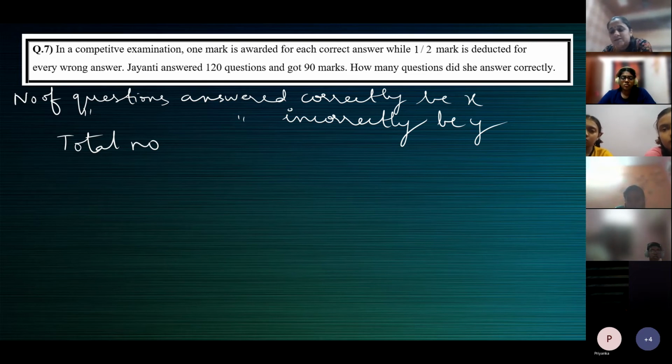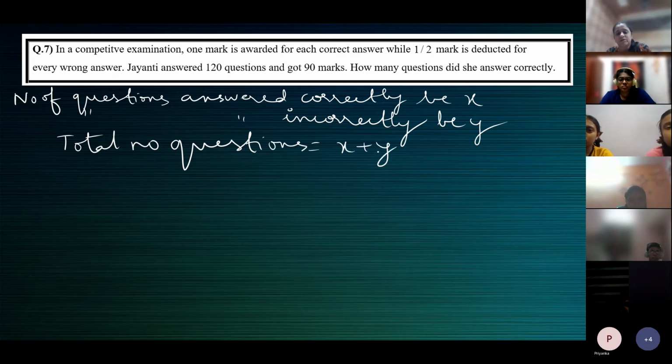Some are correct, some are incorrect. Jayanti has attempted all the questions. Some questions she attempted were correct, some were incorrect. So the total number of questions is equal to x plus y, because she's answered x correctly, y incorrectly.